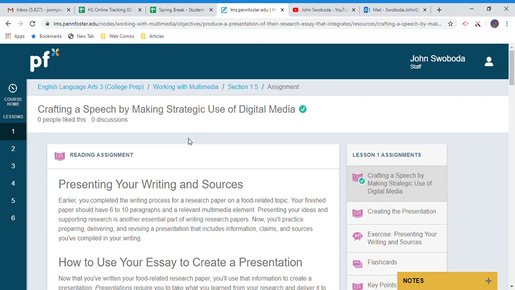Hey, welcome to 1.5. I skipped 1.4 because it was all about revision and editing and proofreading. And since I didn't have a drafted essay to go off of, I couldn't think of what use it would be. So I decided to just hop on over here. So, presenting your writing, crafting a speech by making a strategic use of digital media. What they're talking about now is instead of an essay, you're transferring your essay into a presentation.